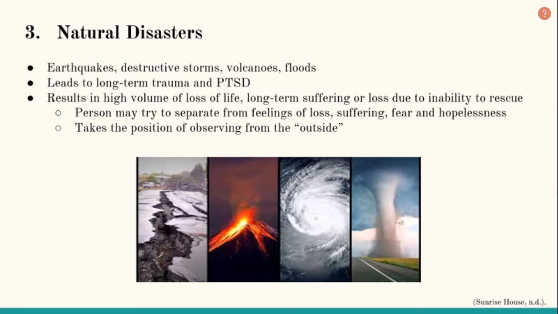Dissociative cases seem to be even more prevalent in natural disaster influences where there is a high volume of loss of life or inability to rescue for long periods of time. In these situations, a person may try to separate from these feelings of loss, suffering, fear, or hopelessness by dissociating themselves and observing from the outside.